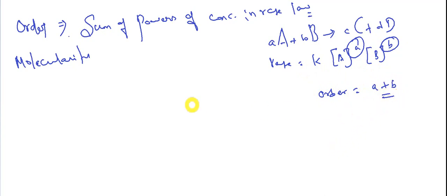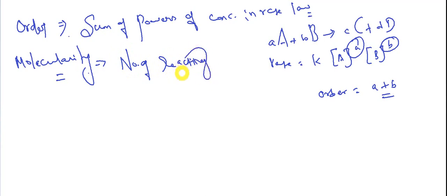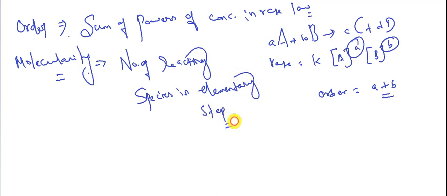Got it? And what is molecularity of a reaction? The molecularity is the number of reacting species in an elementary step. This is the molecularity of the reaction, and this is also most important.